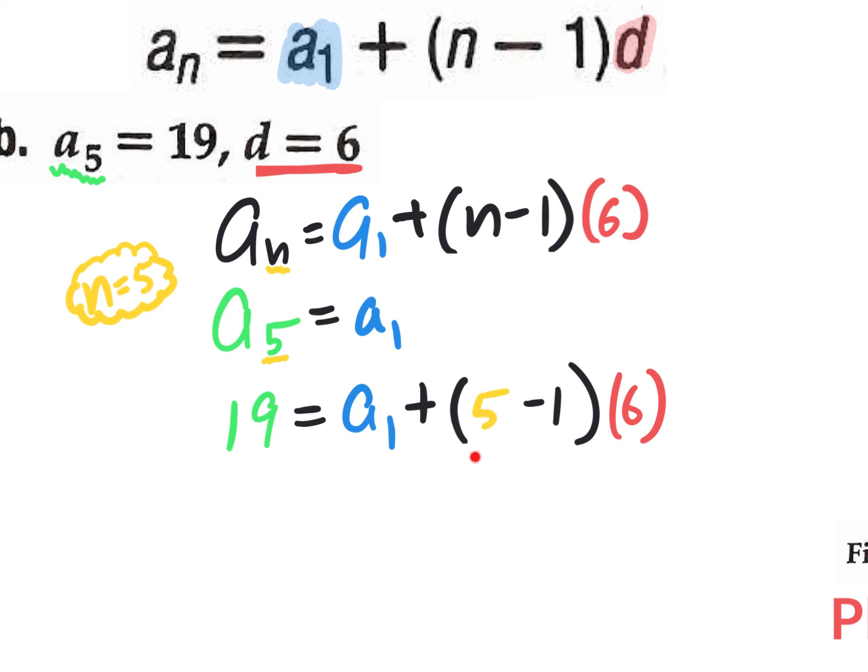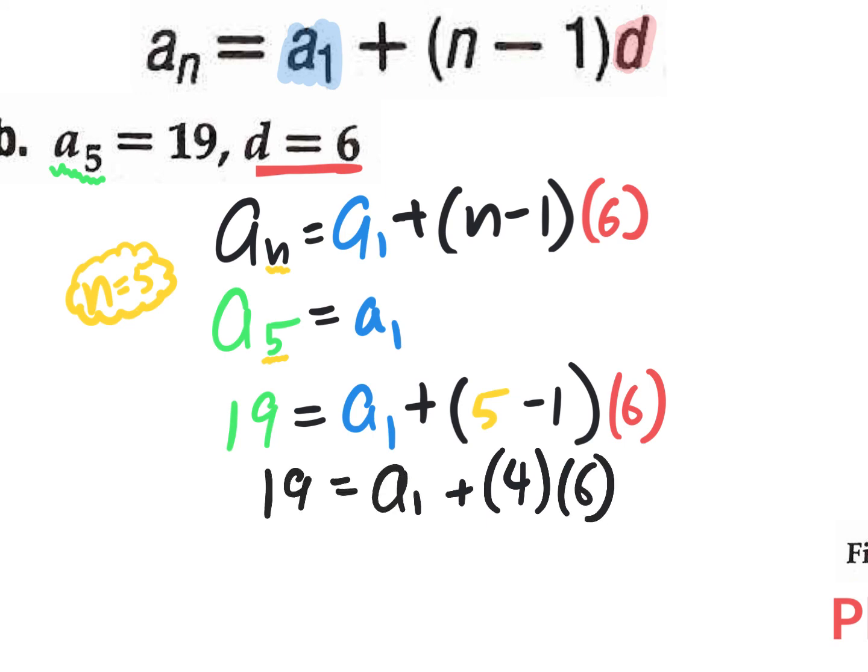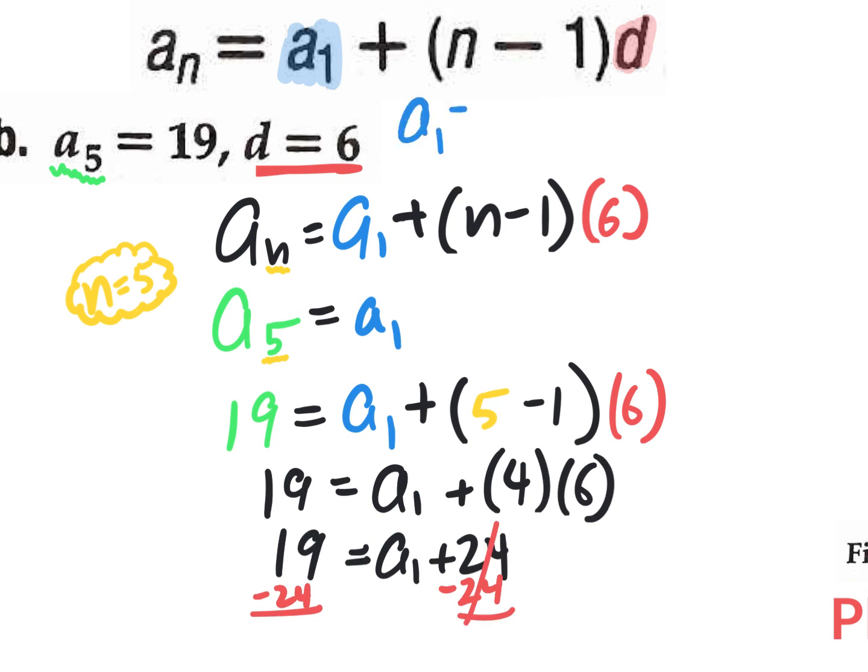And now we could actually do this math to solve for that a sub 1 that we need. Okay? So let's do the math. That's a 4. 5 take away 1 is 4 times 6 plus a sub 1 equals 19. Let's solve for a sub 1. That's going to be a sub 1 plus 24 equals 19. Subtract 24, subtract 24. What do I end up with? A sub 1 equals what? A sub 1 equals negative 5. I want to write it up here.